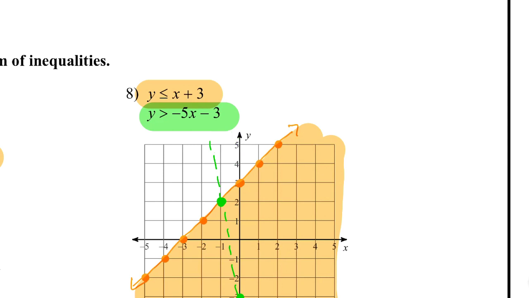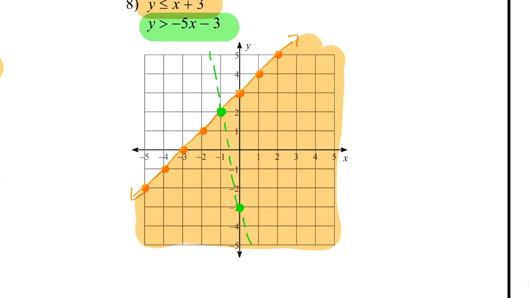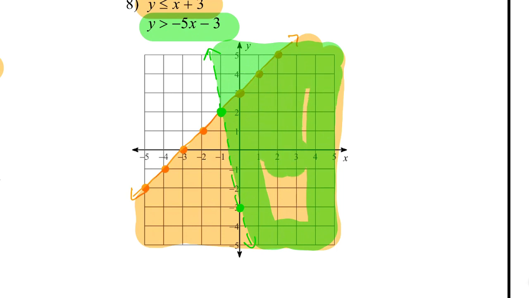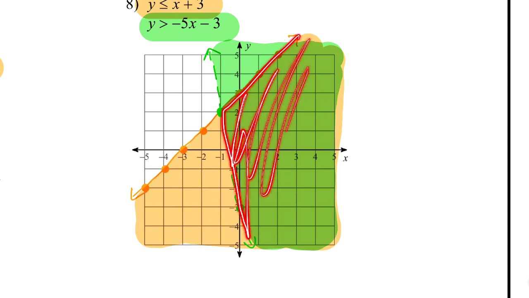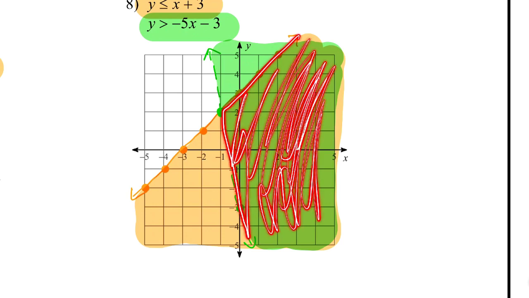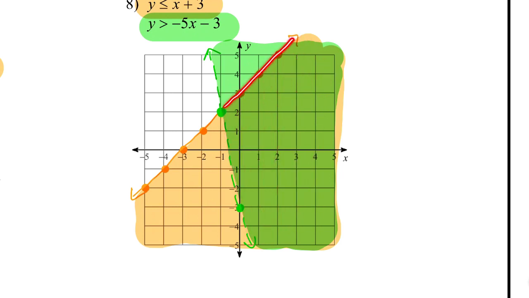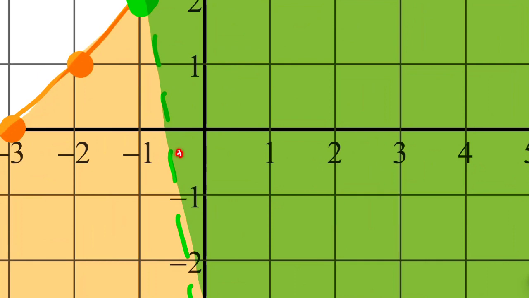Whoops. Sorry. I didn't include my arrows there. It goes on forever, of course. And so my inequality shading will be over here. And so once again, the solution set is where we're overlapping our two shaded regions. Any of the points on this line are included in the solution set because it's solid, but the points on this line are not. But any point up really close to that line is part of the solution set.